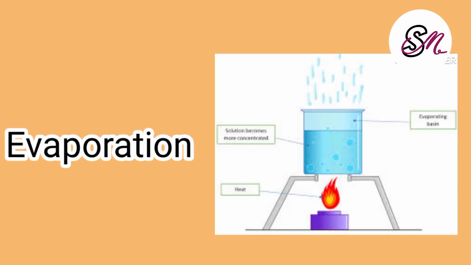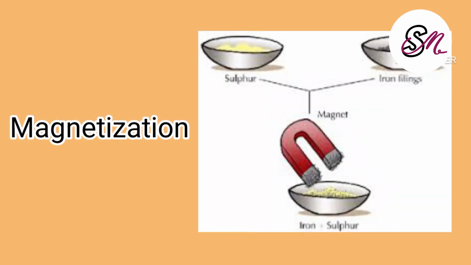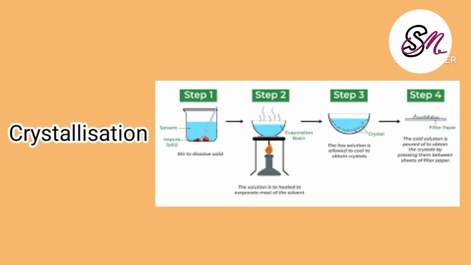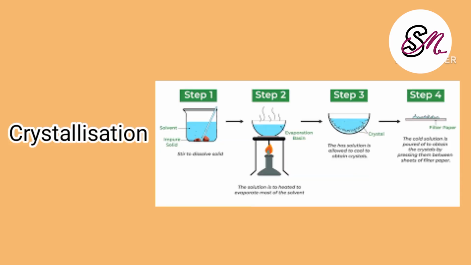Evaporation. Evaporation is simple heating of the liquid, or heating of vapors are evaporated and the rest of the clear substance is obtained. Magnetization, for example, if sulfur and iron fillings are mixed up, they are mixed up physically, so they can be separated by using magnet. Sulfur is separated and iron fillings are separated. That is magnetization.